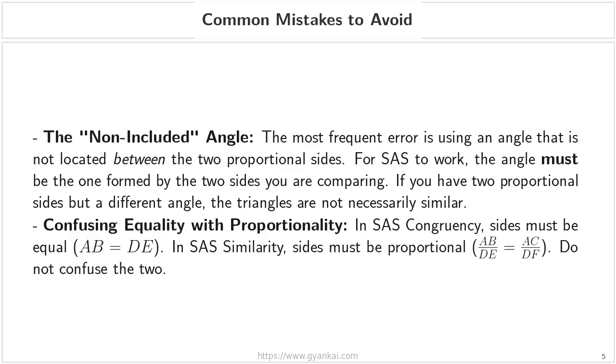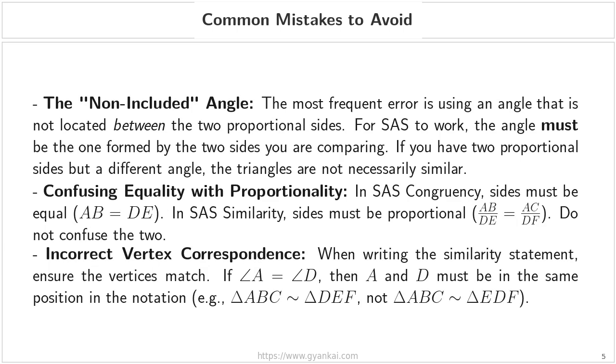Second, be careful not to confuse equality with proportionality. In our previous lessons on SAS congruency, we looked for sides that were exactly equal, such as side AB equals side DE. However, as we discussed in the earlier slides, similarity is about scale. Here, we are looking for a constant ratio, where the ratio of side AB to side DE is equal to the ratio of side AC to side DF. Always ask yourself, am I looking for identical lengths, or am I looking for a consistent scale factor?